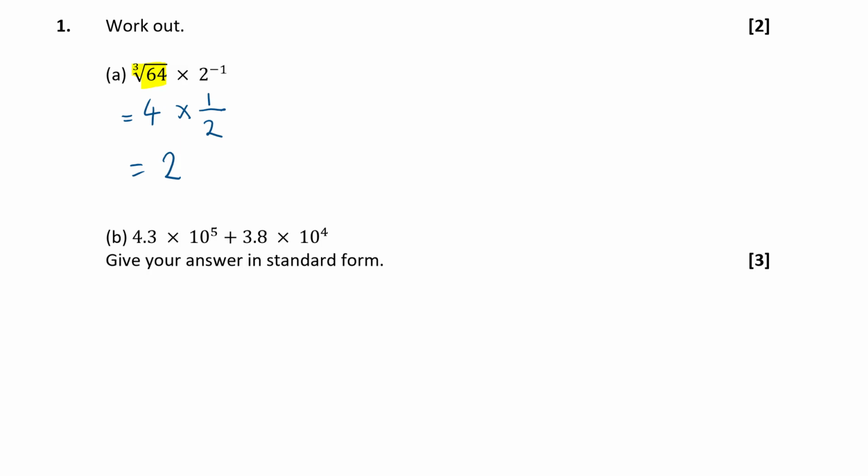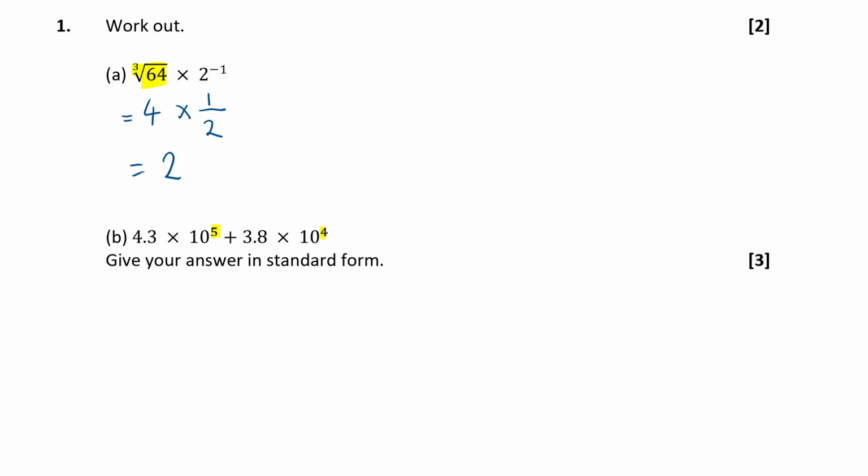Okay, then part B. I've got 4.3 times 10 to the 5 plus 3.8 times 10 to the 4. Give your answer in standard form. Okay, so I've got two numbers in standard form that I'm going to add. Just take care because they have different exponents, don't they? This one here has got 10 to the power 5. This one's got 10 to the power 4. So they're not really alike, so we can't just add them together.